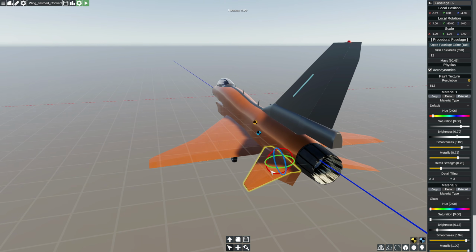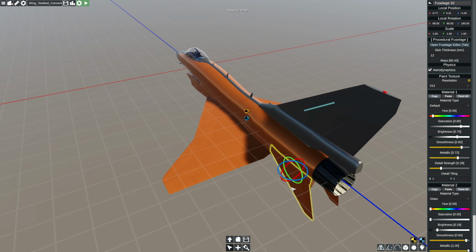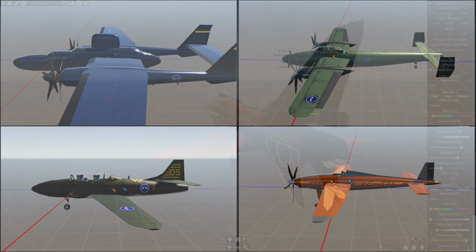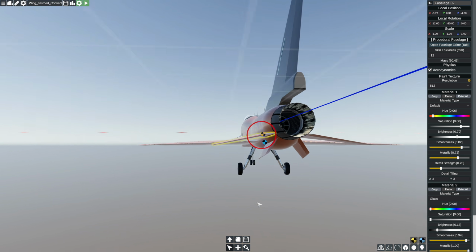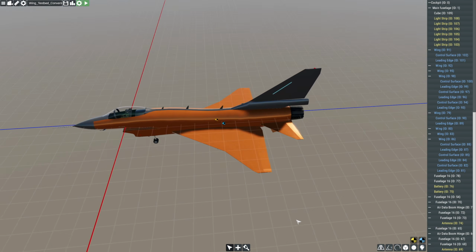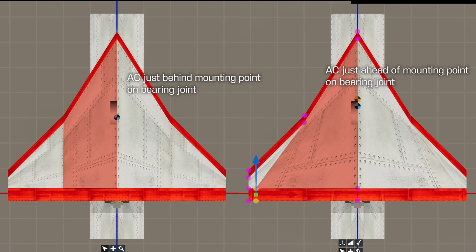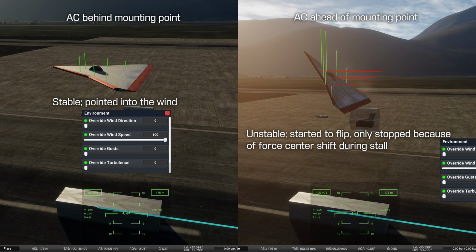For a reasonably stable aircraft, the aerodynamic center should be behind the center of mass, but not too far. Here are some examples for reference. It is possible to make flyable unstable aircraft, but this will involve the use of fly-by-wire, which will be covered in a future tutorial. Unfortunately, Flyout's calculation of the aerodynamic center location can be largely incorrect depending on how your wing nodes are placed. Not only does this affect the displayed location in the editor, but it also affects the location of the wing force centers in flight.